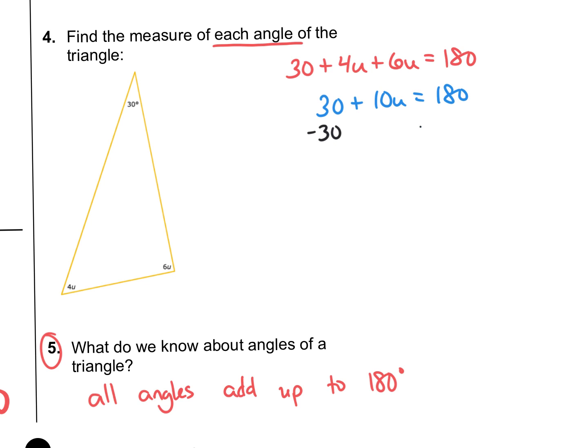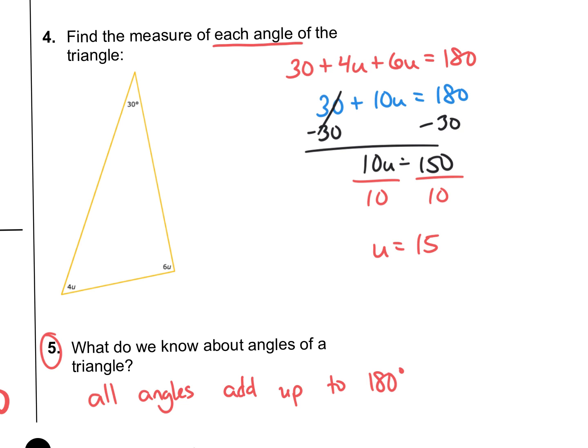Subtract 30. So we have 10u equals 150. Last step, divide by 10. U equals 15. Is that my answer? Wait, no. It's pretty helpful though, right? I already know this angle's 30, so we're done there. How do I find what the other two angles are? Plug in u. I'm going to plug in the 15, right? So this one turns into 4 times 15, which is 60. There's an answer. And then here I do 6 times 15, which is 90.